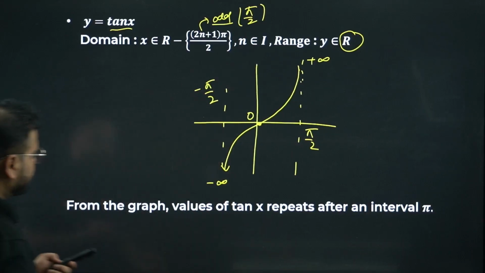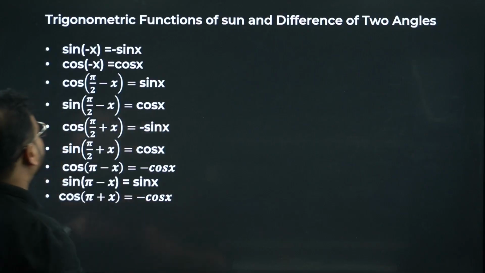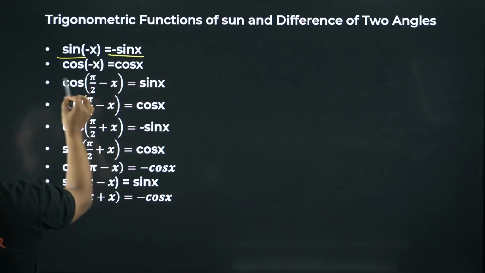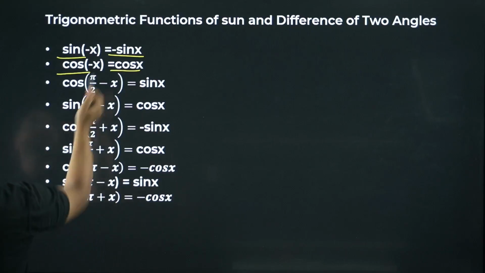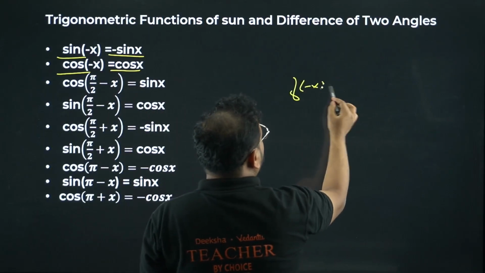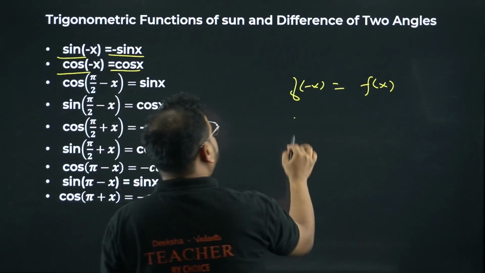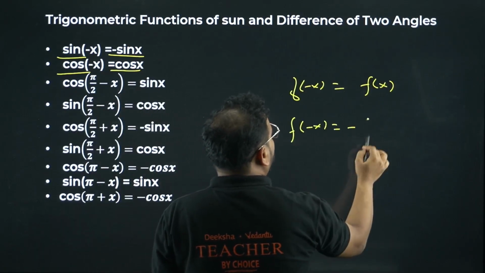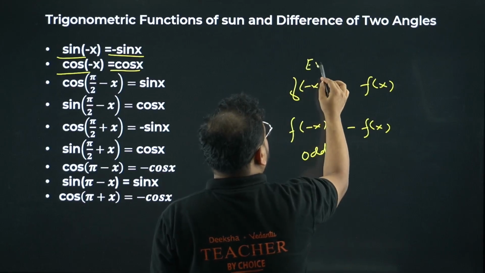Works? Chaliye. Moving on. Trigonometric functions, some properties are there. Please check. Sine of minus x is minus sine x. Cos of minus x is cos x. Odd and even function, we know this. When f of minus x equals f of x, we call this function even, and when we have the other case, we call this odd. This is the odd case and this is even.